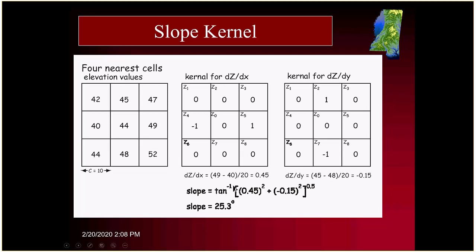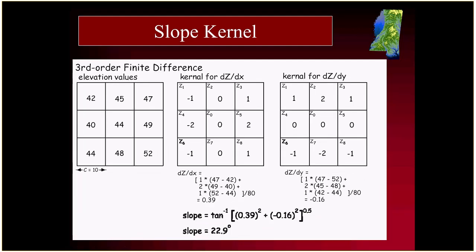Our slope in percent would be just this part. And then the slope in degrees is that number after we took the inverse tangent of that number. So 25.3 degrees. Okay. Now, most GIS software packages actually consider the diagonal values as well. So the diagonal values are also weighted in the equation. Researchers have studied this and found that this is a better representation of the slope.